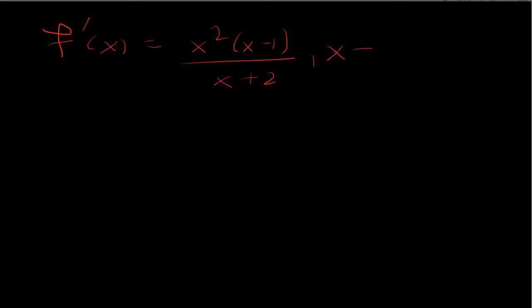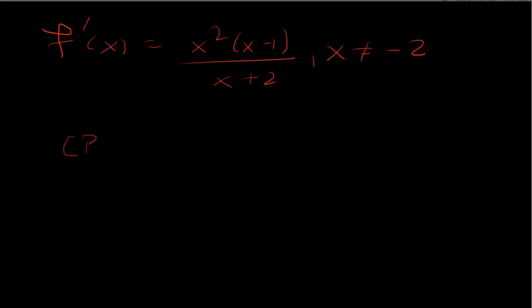Okay, let's start with our first example. We're given f prime of x is equal to x squared times (x minus 1) over (x plus 2). And here x is not equal to negative 2, so that's not part of the domain.